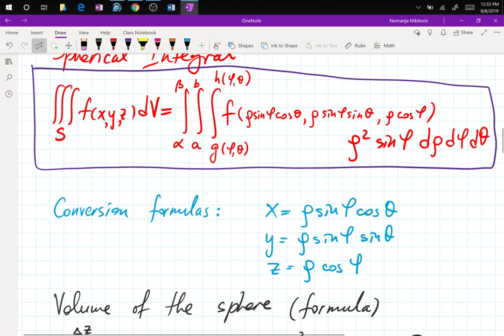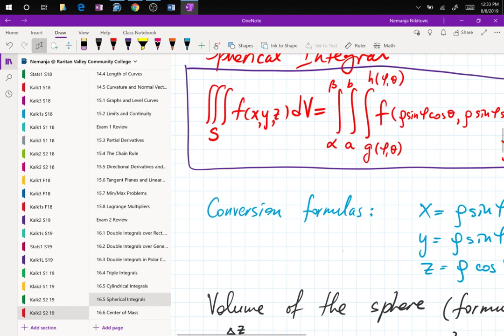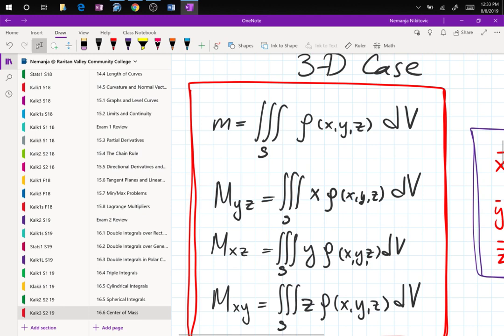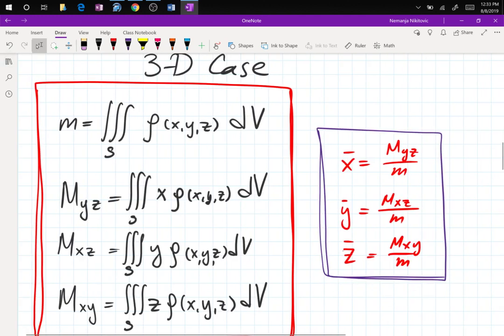So that's it. Please remember for center of mass calculation, we are going to have all of these different integrals, and then you can use whatever coordinate system is appropriate for that section so that you can deal with it.